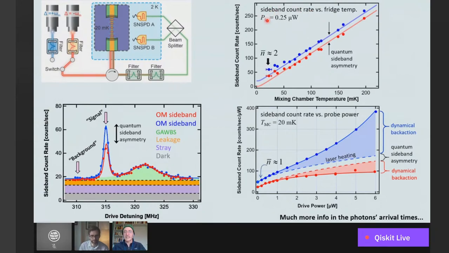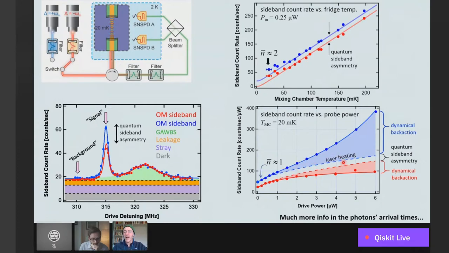And instead of sending in as little laser power as we can manage, we vary the amount of laser power that we send in. And as you start to increase the laser power, here we've normalized out the count rate. We've normalized out the fact that we're sending in more laser power. Nevertheless, the count rates go up. That's just heating. You send in more laser power, the device is getting hotter. So you get more counts, but the separation between red and blue stays the same. It's just like heating up the mixing chamber.